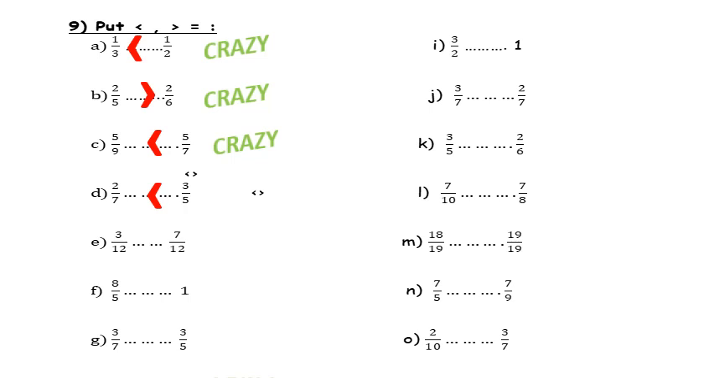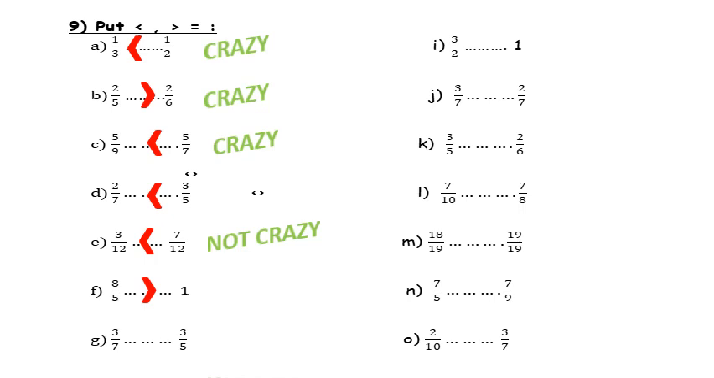3 out of 12 and 7 out of 12 is not a crazy fraction. That means 7 out of 12 is greater than 3 out of 12. Number F, 8 out of 5. Ask yourself, is 8 out of 5 a proper fraction, an improper fraction, or a mixed number? This is not a mixed number. And here the numerator is greater than the denominator. That means it's an improper fraction. Okay, that means any improper fraction is greater than 1.